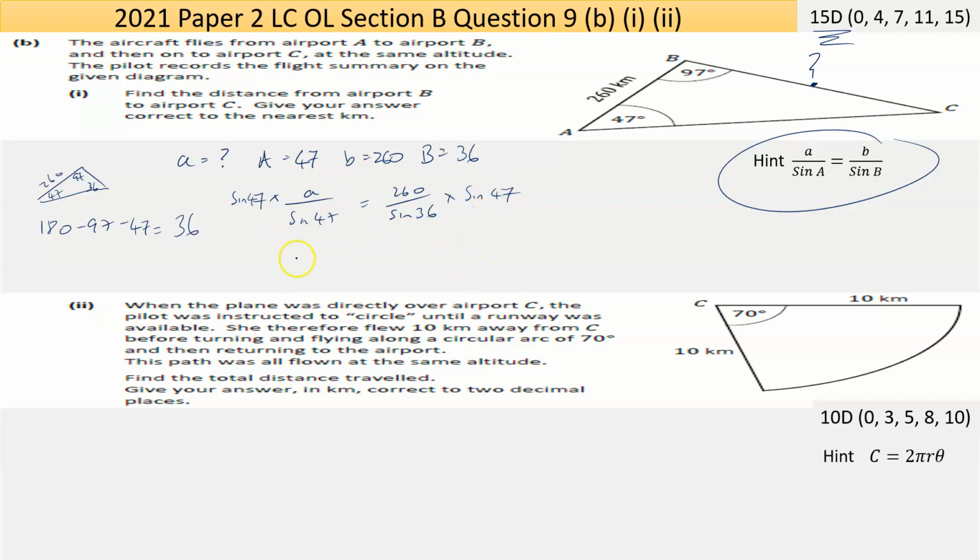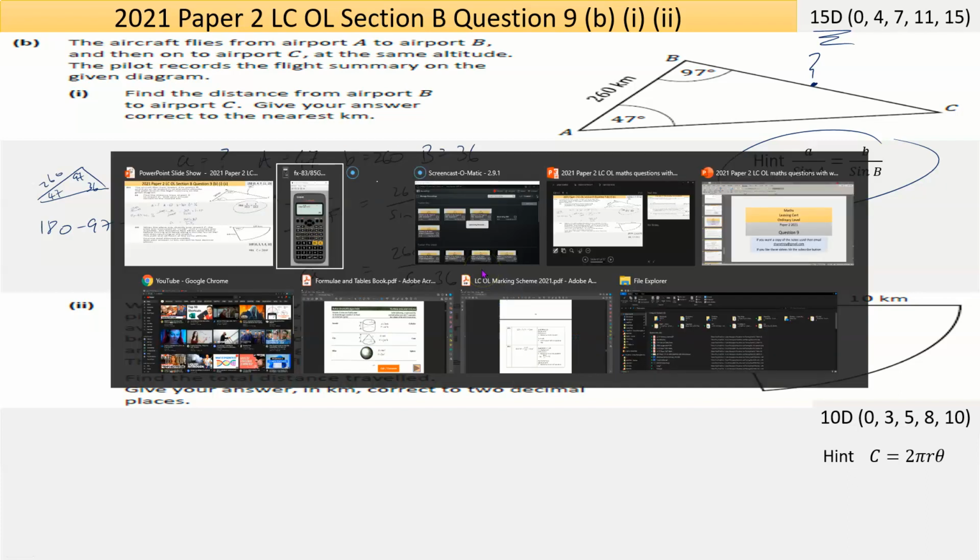Okay. Now, on the next line, what's the consequence of my action there? Well, they cancel. I'm left with A is equal to, now here's where you have to have a bit more knowledge, just to understand what I'm going to do, 260 times sine 47 is the same thing as 260 sine 47, over sine 36.